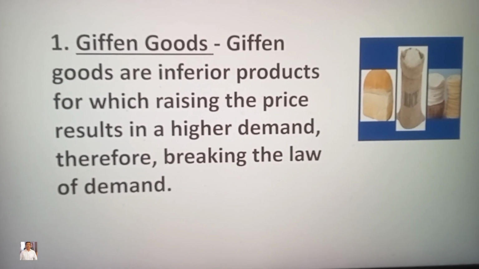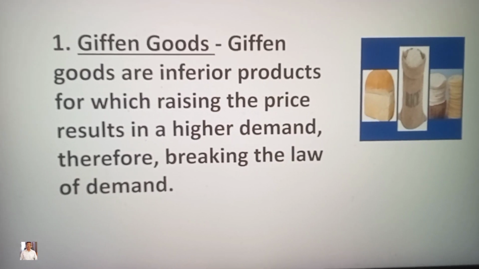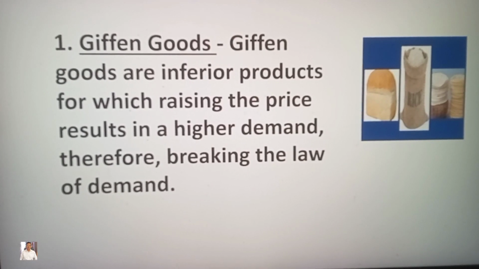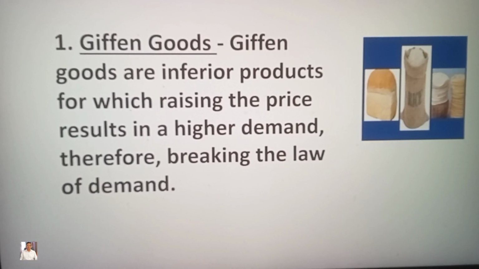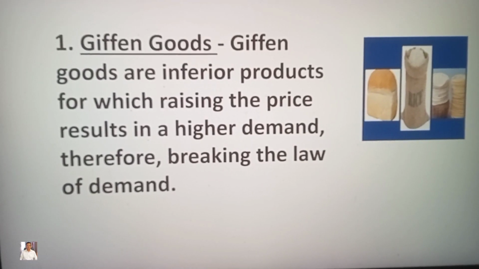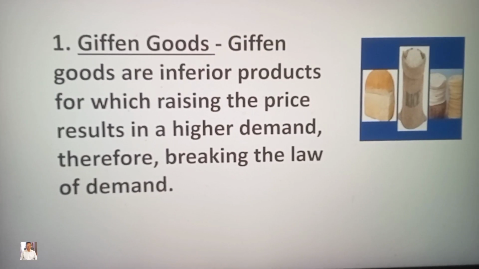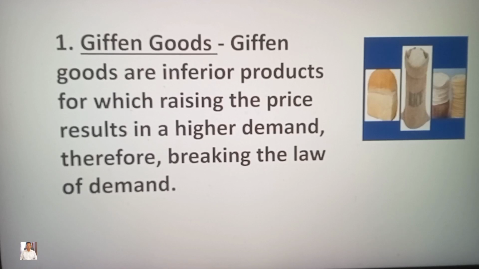Usually basic for low-income consumers, such as coarse rice or wheat. These products are named Giffen goods to honor Sir Robert Giffen. For instance, a poor household might buy more rice to cover their stomachs, even if the price of coarse rice increases, and cut down on pricey goods like meat or veggies.